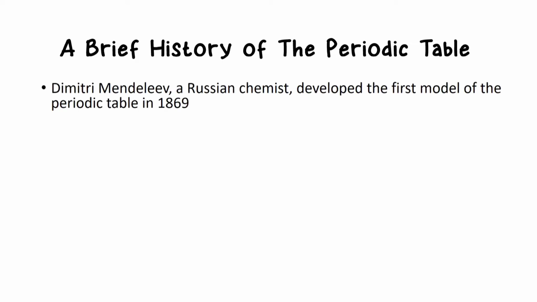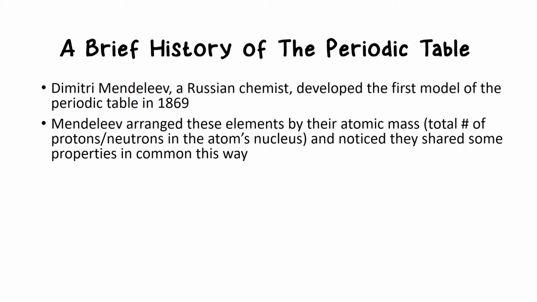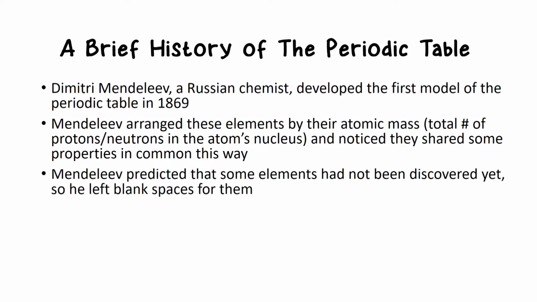Here's a brief history of the periodic table. Dmitry Mendeleev, a Russian chemist, developed the first model of the periodic table in 1869. Mendeleev arranged these elements by their atomic mass, which is the total number of protons and neutrons in the atom's nucleus, and noticed that they shared some properties in common this way. Mendeleev predicted that some elements had not been discovered yet, so he left blank spaces for them.